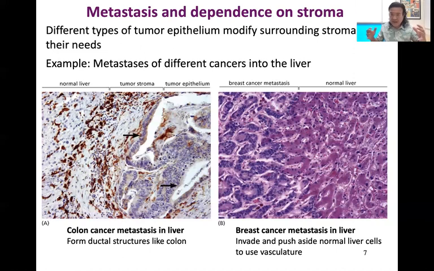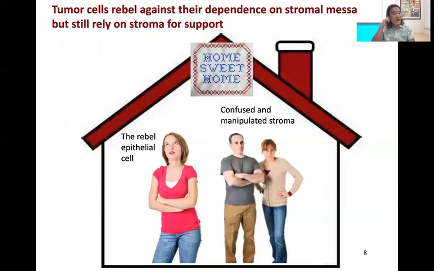So again, in both of these cases, the colon cancer or the breast cancer arriving in the liver, there's going to be dialogue taking place between the cancer cells and the new stromal environment. But depending upon what the cancer needs, the phenotypic changes in the stroma can be very different to support the growth of the new tumor. So I think about it this way: I think about a transforming cancer cell as a kid who's now become a teenager. A typical teenager begins to feel rebellious and wants to be very independent of his or her parents.